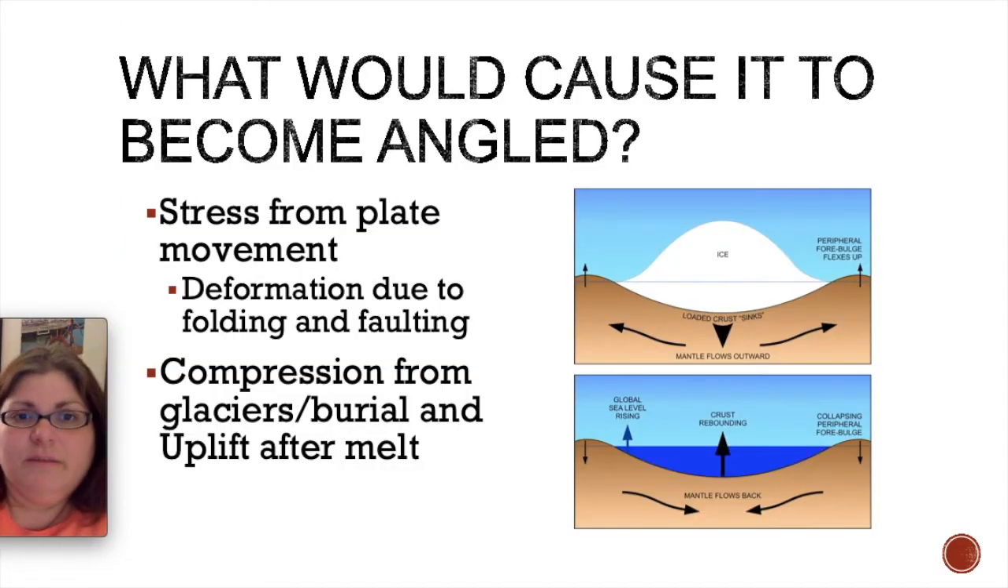So I alluded to some of the things that can cause it. Plate tectonics is probably the biggest thing that leads to disturbance. Stress from plate tectonics leads to deformation, folding, and faulting. There are other things that can also cause rocks to become angled, for example, compression from a great weight, such as glaciers, or burial.